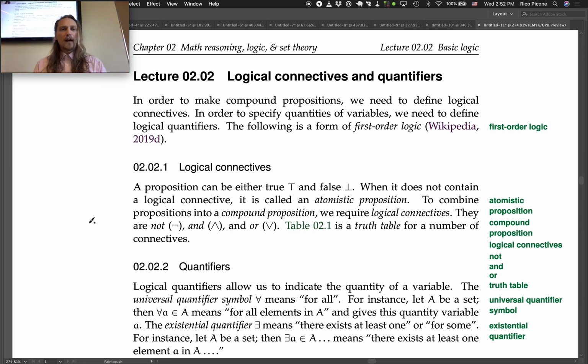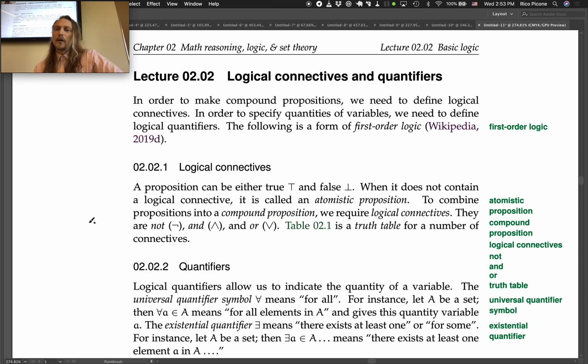So, okay, logical connectives. A proposition can be either true, denoted by this T-looking thing, or false. In LaTeX, true is top, and false is bot. Just a little FYI, top and bot. When a proposition does not contain a logical connective, it is called an atomic proposition.